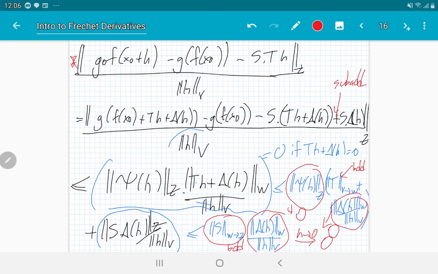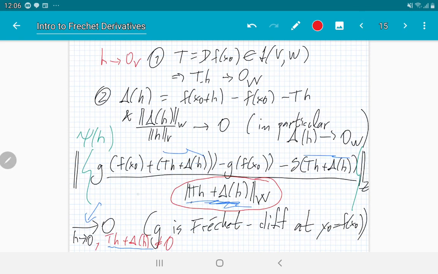So okay, the slide's a mess now, but you see what's going on, right? I wanted to prove that g composed with f at x naught plus h, minus g of f of x naught, minus s times t times h, goes to 0 when divided by norm of h. So what I did is I first computed this other thing here, and this is related to the Fréchet differentiability of g, right? The fact that this goes to 0. Okay, I proved that t h plus delta h goes to 0, and therefore this whole expression has to go to 0. I have to be careful perhaps with this condition, but as we see later, that's not going to matter.